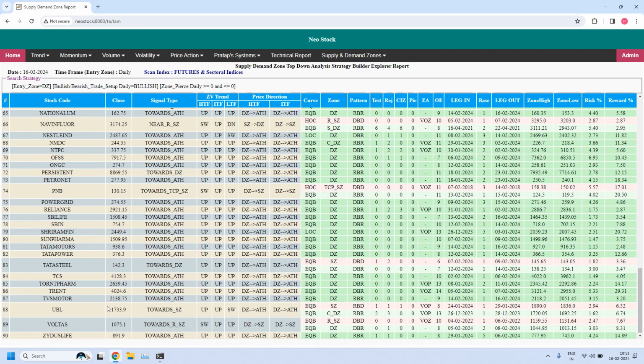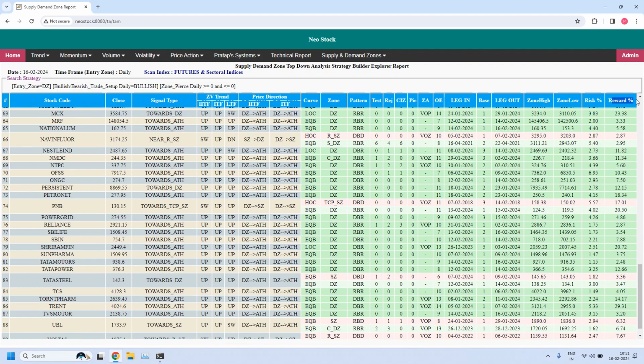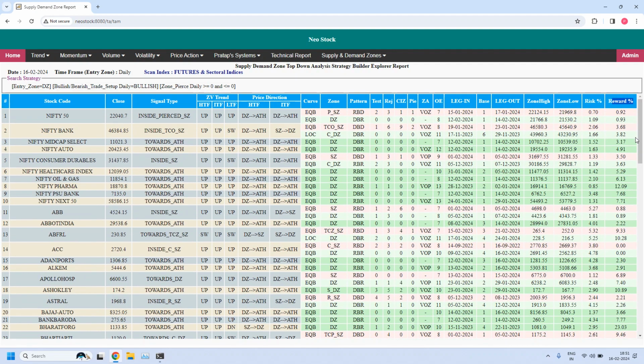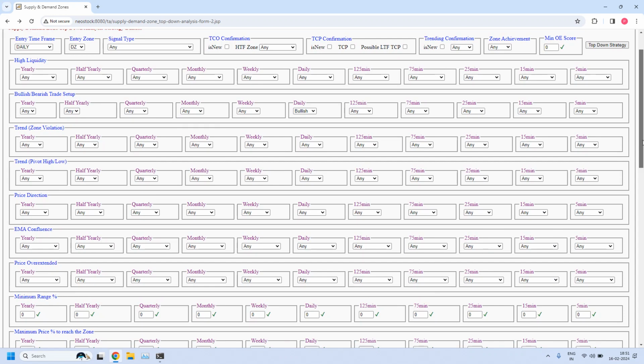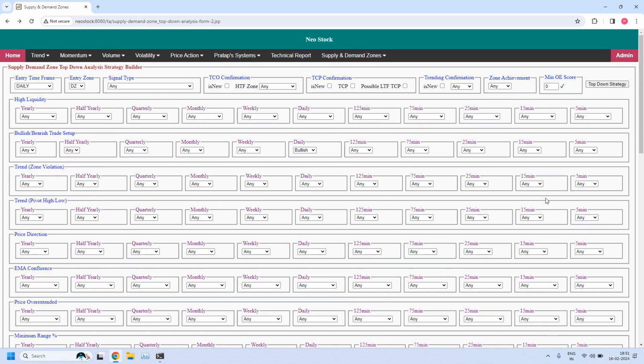Because if you have interest in any of these stocks, you can look for that. But what is the filter we are going to set from this list? Reward. We want a minimum 5% reward. So for that we have a parameter, minimum range. This indicates reward. This is a distal line to distal line range. That is nothing but reward. So on daily time frame, I am setting the value 5. Only stocks having reward 5% and above will be displayed.